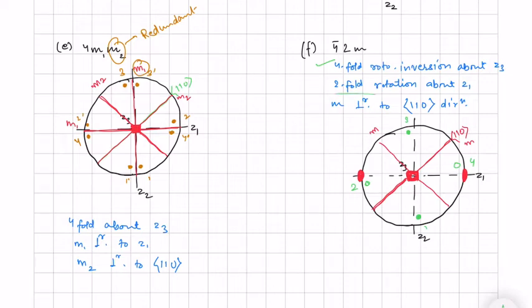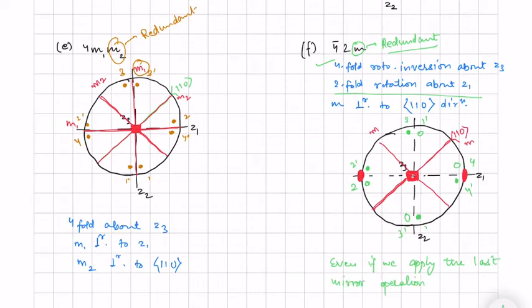Now it's the turn of 2-fold rotation about Z1. So let us rotate these points. For 1, it becomes 1 dash, 2 becomes a solid point, 2 dash, 3 becomes a hollow point, 3 dash, and 4 becomes a solid point, that is 4 dash. Now again, this mirror is redundant here, because even if we apply this, there is no change in the set of points obtained. Even if we apply the last mirror operation, there is no change in the set of points.